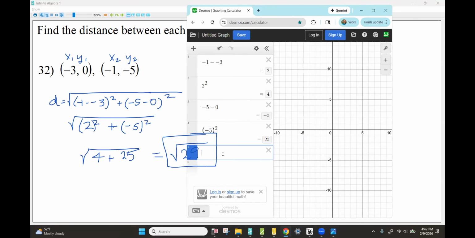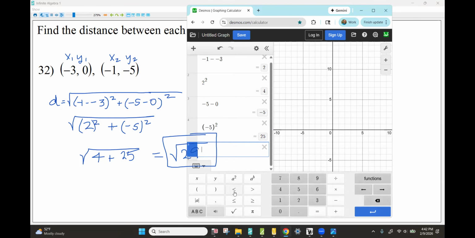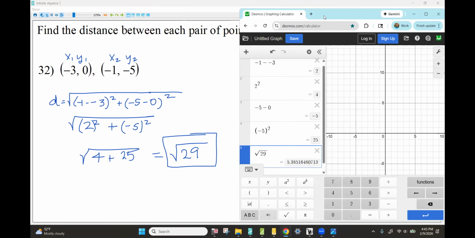So I'm curious, did you make the same mistake? Because it's a really easy one to make. You just want to be in charge of the calculator. Be sure that you're saying, hey, I need this entire thing squared, not just part of it. All right, so to the 10th place, this will be about 5.4.